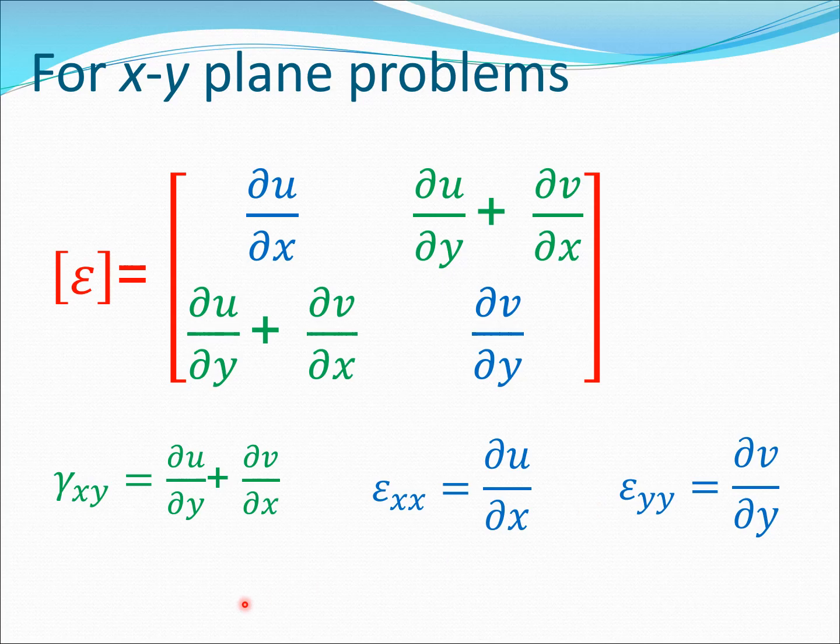Now, in most cases, if you are dealing with simpler problems such as plane stress, plane strain, and so on, then the matrix becomes smaller because the z direction can be ignored. Therefore, epsilon xx is du by dx, epsilon yy is dv by dy, and gamma xy is du by dy plus dv by dx.